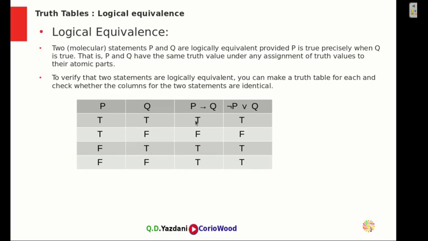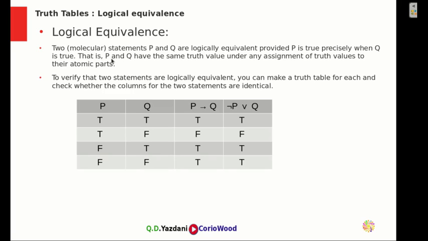So if you look here, P implies Q and not P or Q are logically equivalent, because the columns match. In the true and true row, both are true. Where P implies Q is false, not P or Q is false. And the last one, P implies Q is true and not P or Q is true. So here we said that two molecular statements are logically equivalent provided P is true precisely when Q is true.